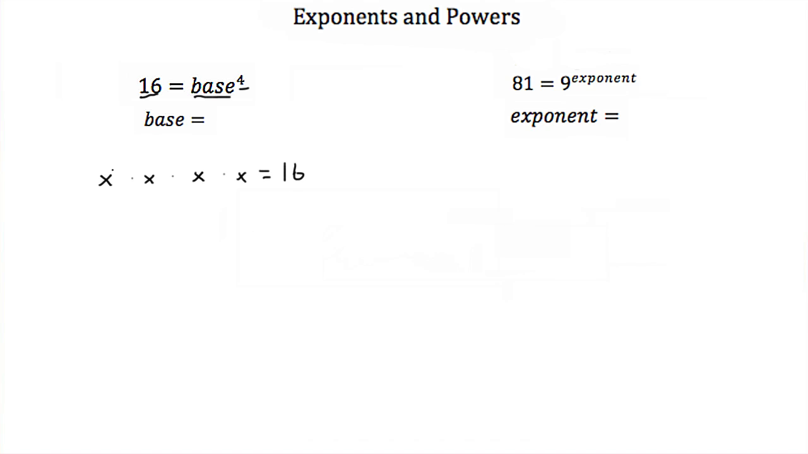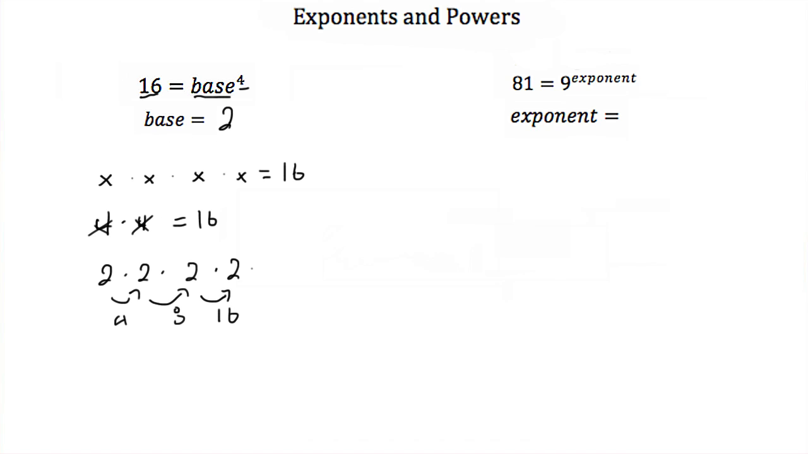Well, we can try various numbers. We can try 4. Well, 4 times 4 is 16, but that's only to the 2nd power, so we know 4 is not it. Let's try 2. If we do 2 times 2 again, and then times 2 again, this is 4 times 2 again would be 8, and then times 2 again would be 16. So that works. That means our base is 2. Or 2 to the 4th power is equal to 16.